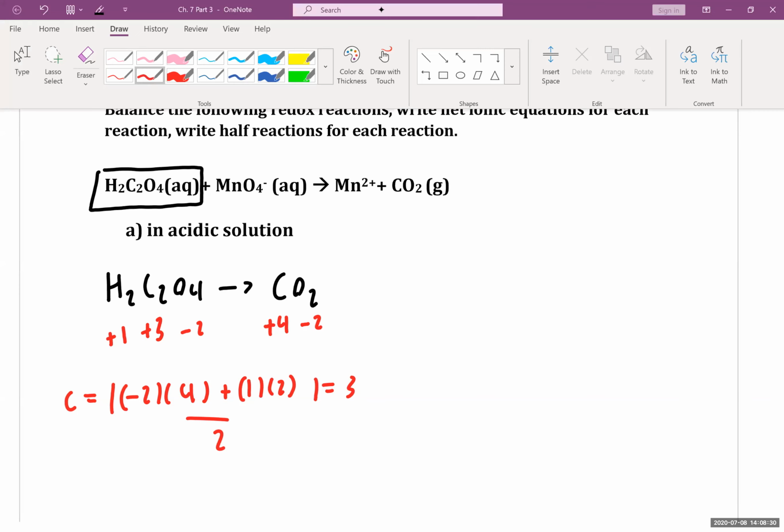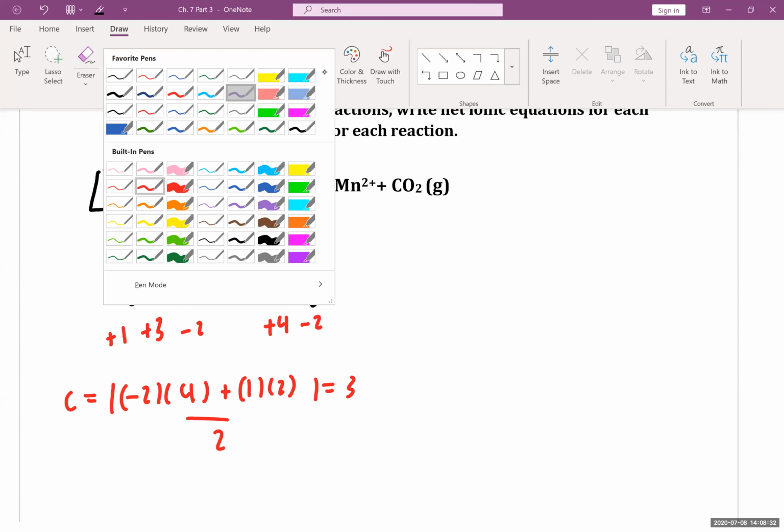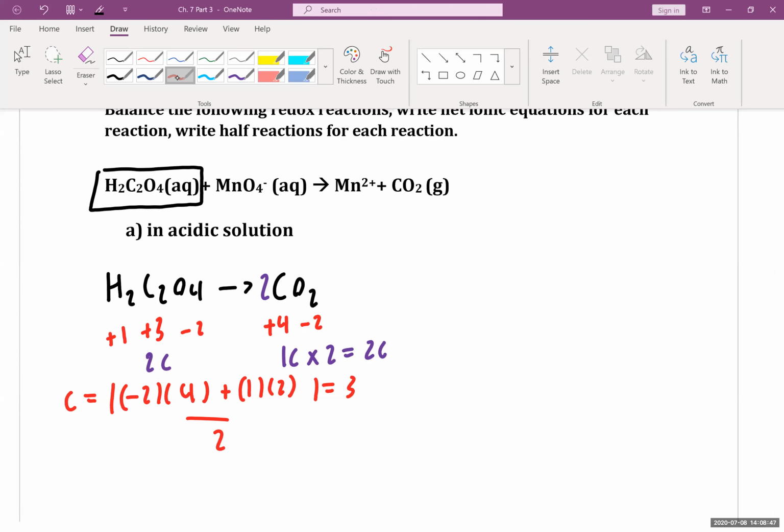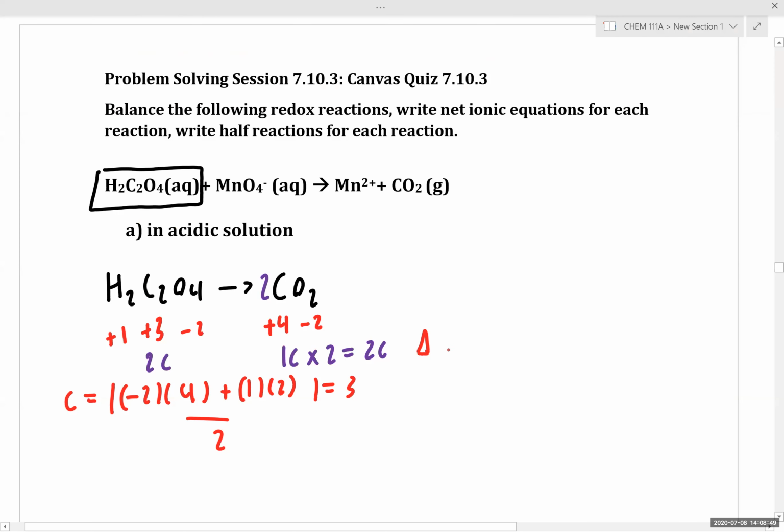Now, before we even think about counting the total number of electrons, we have 2 carbons on the left, we have 1 carbon on the right, and 1 times 2 would give us 2 carbons. Okay, so now looking at our difference in the number of electrons, we have +4 minus 3, which gives us 1 electron per carbon atom times 2 carbon atoms. So that gives us 2 electrons lost.